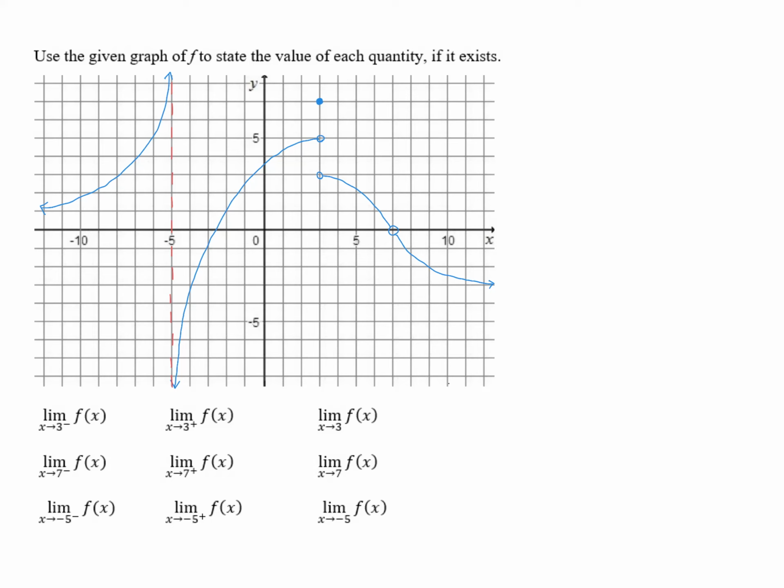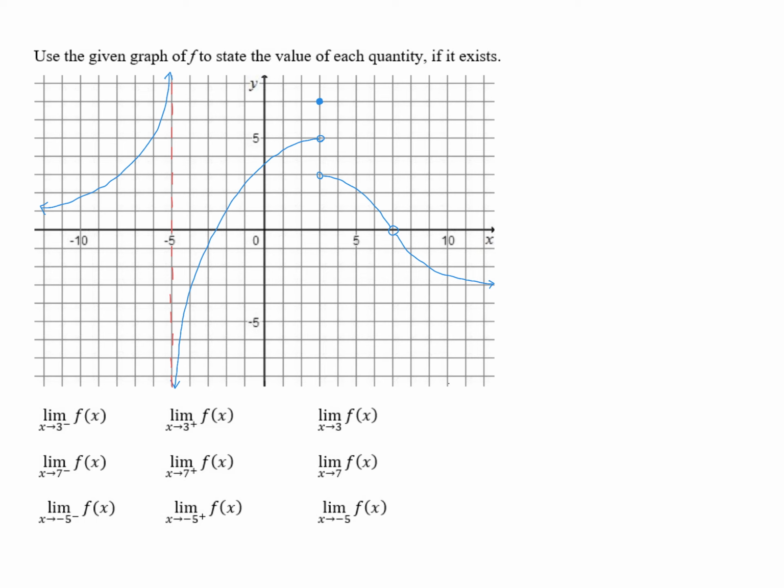Use the given graph of f to state the value of each quantity if it exists. Here we have the graph of our function, and we have 9 different limits that we want to look at. Let's start with the limits as x approaches 3.